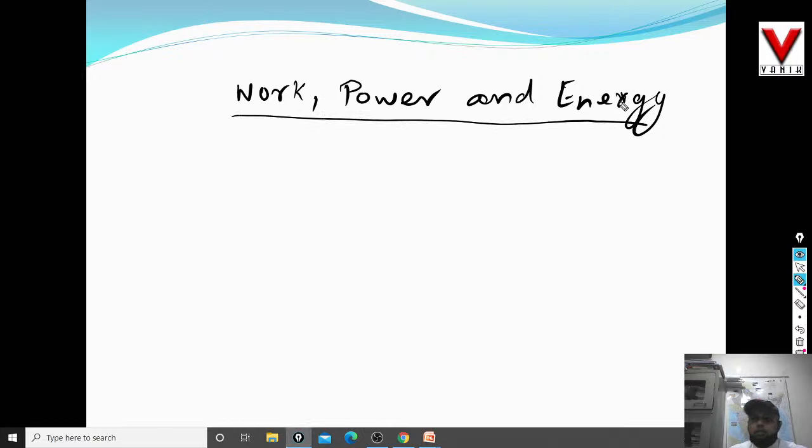Actually these three terms are related. You can see that work, power and energy are related. If you have energy, you are able to do work. Now if I measure work per unit time or the rate of doing work, it is nothing but power. Alright, so these three terms are interrelated, but we will be dealing with them individually. Fine, so let us start with work first.